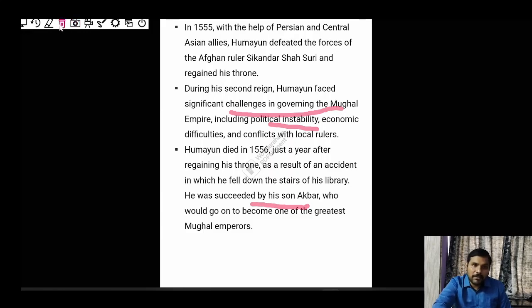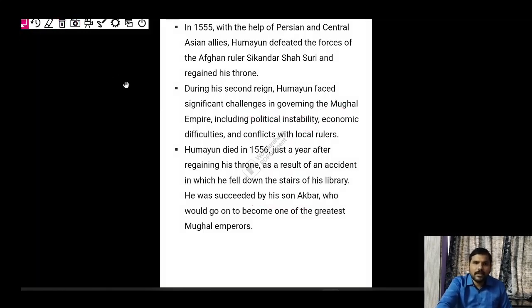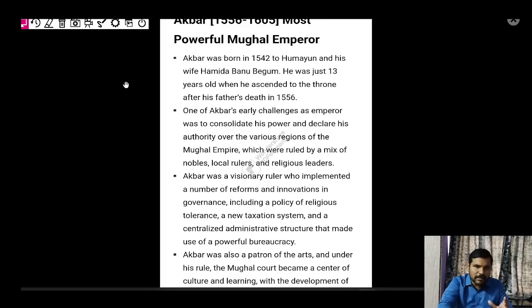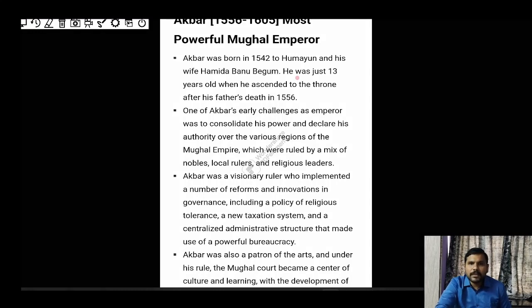Akbar became emperor at a very young age of 13 years. Bairam Khan was the regent of Akbar. You have to remember that point, because he was very young. Bairam Khan was appointed as regent. At the age of 13, he ascended the throne. Obviously, when you come to power at such a young age, everybody tries to assert independence. But Akbar was a very strong emperor himself, so he was able to subdue everything and make a powerful empire.